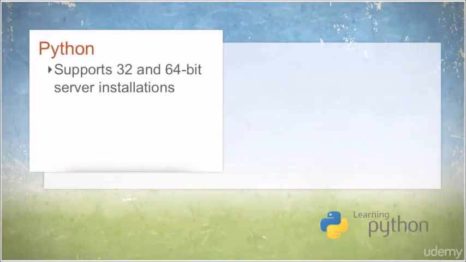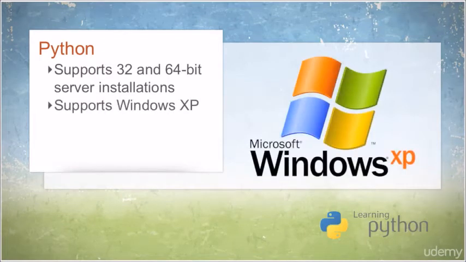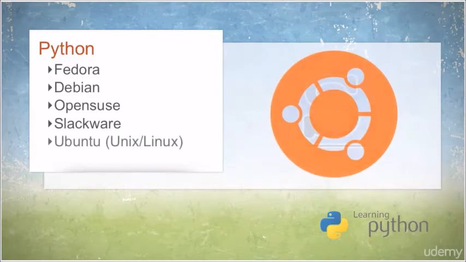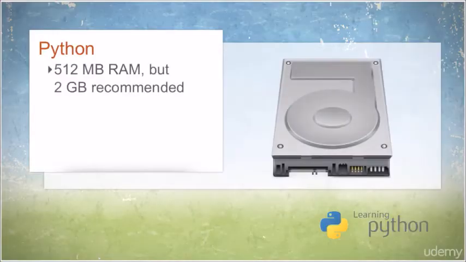Now, Python supports both 32 and 64-bit server installation. Right. So in Windows, it supports Windows XP or later. In Unix or Linux, it supports Fedora, Debian, OpenSUSE, Slackware, and Ubuntu. Memory requirements for Python are very small. So we're talking about gigs of memory. Python is content with 512 megabytes RAM, but I personally recommend 2 gigs for better performance. I will take that recommendation.